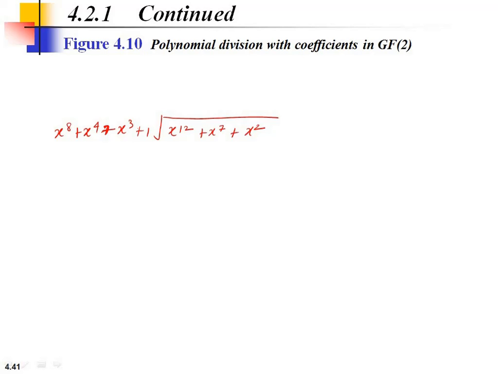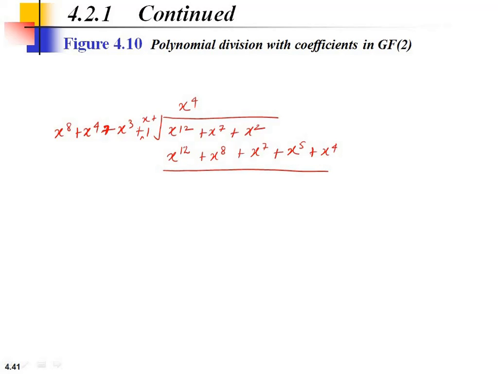Just like we do the division, in the same manner we will check that here we have 8 and here we have 12. So we will multiply with x to the power 4, and we will get x to the power 12 plus x to the power 8 plus x to the power 7, plus in fact there is one more term, x to the power 5 plus x to the power 4.